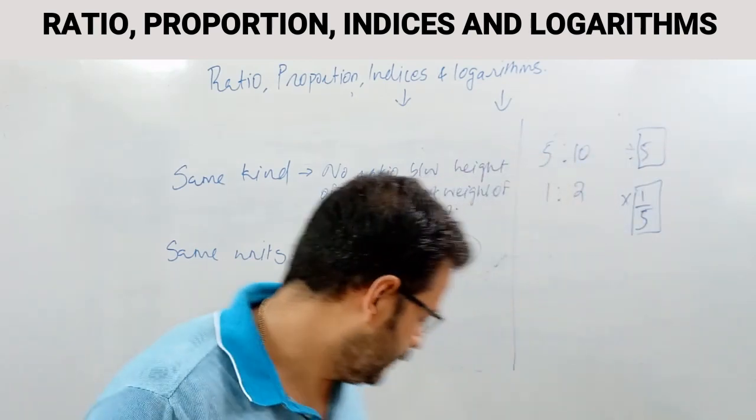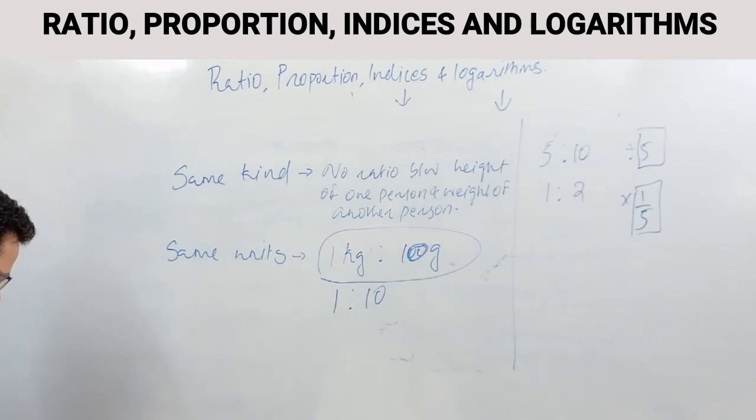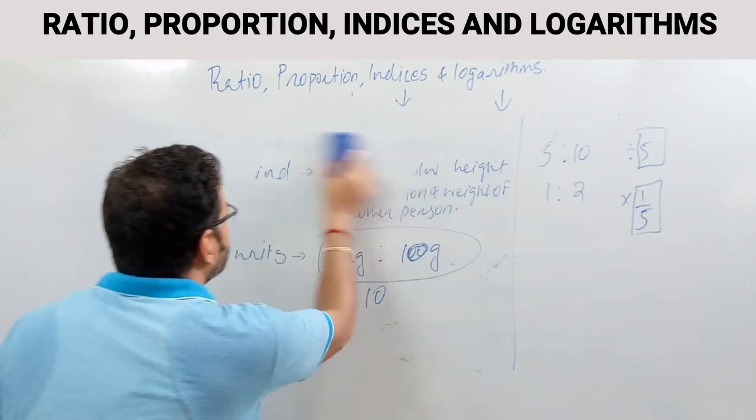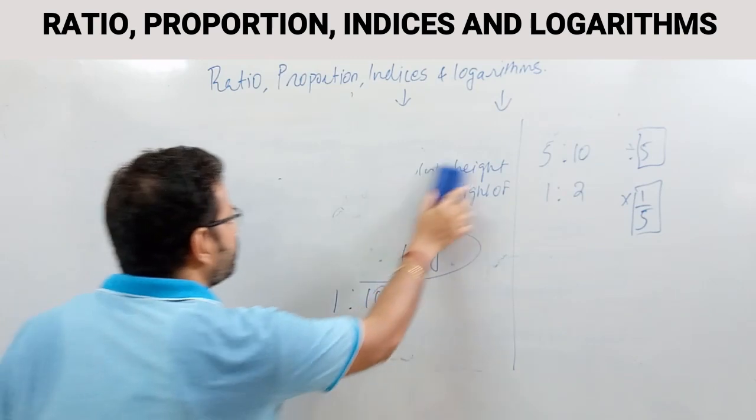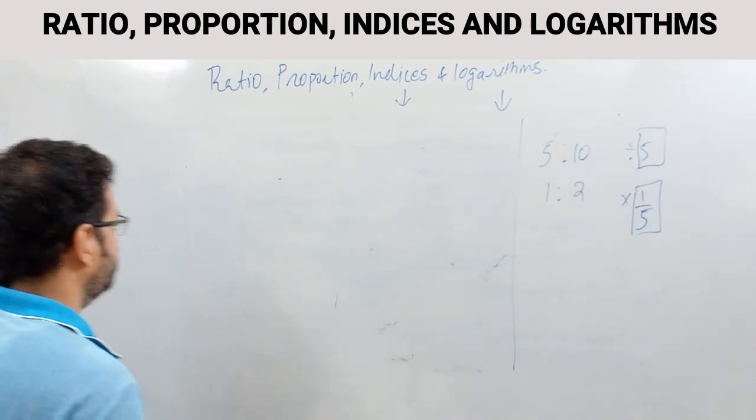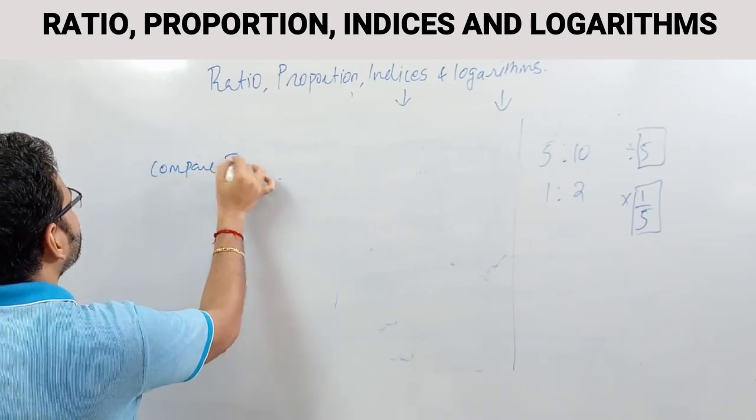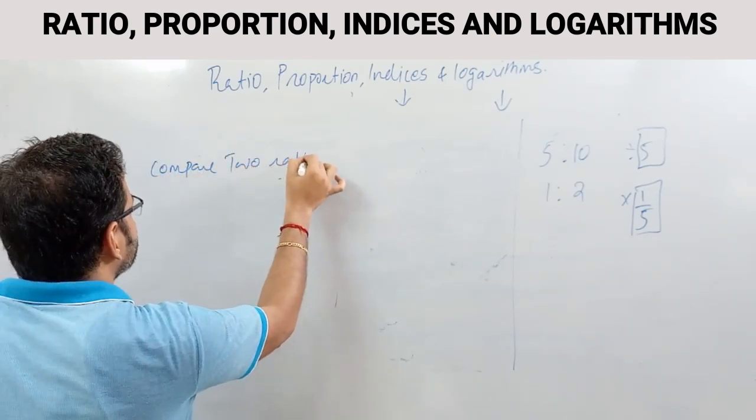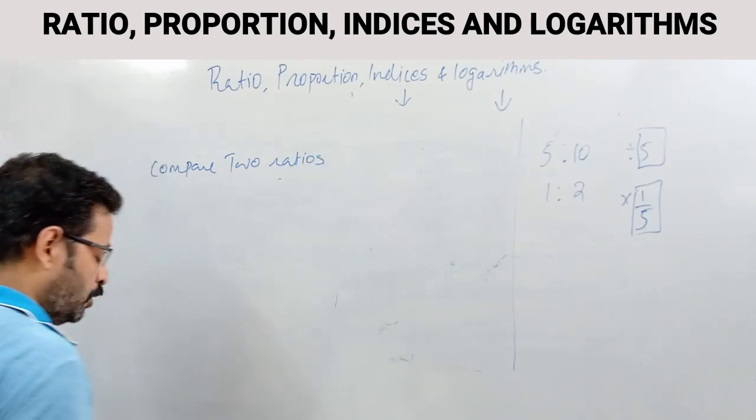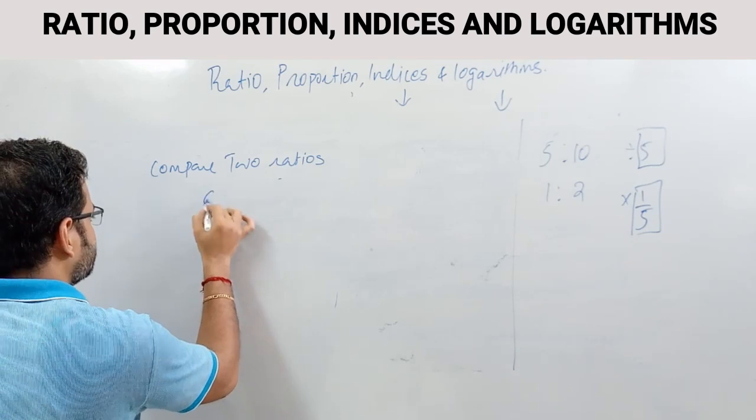Okay. Then next property, a very important property. To compare two ratios, both the ratios should be converted into equivalent like fractions.